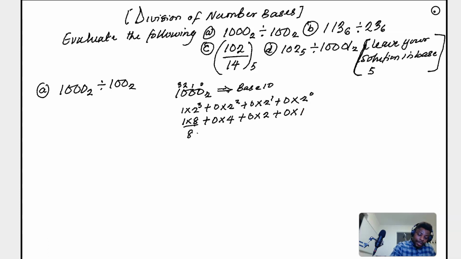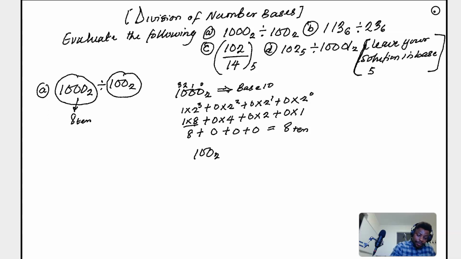So this is 8 plus 0 times 4 is 0. 0 times 2 is 0. 0 times 1 is 0. So we have 8 in base 10. So for this one here, I've gotten 8 in base 10. And let's convert this now to base 10.